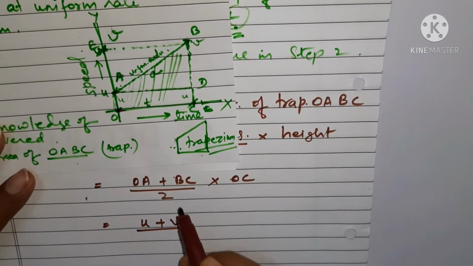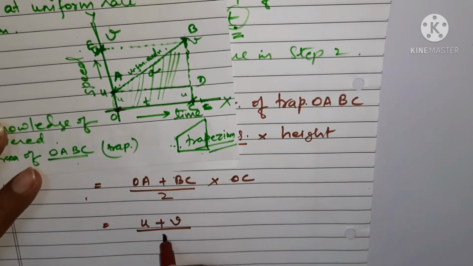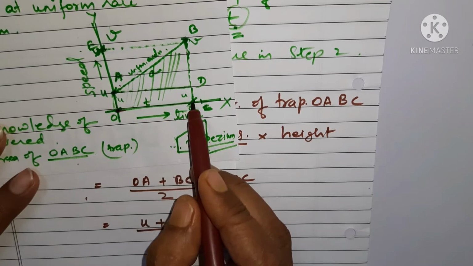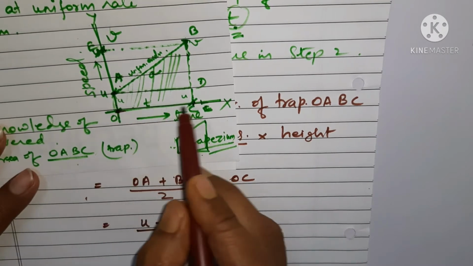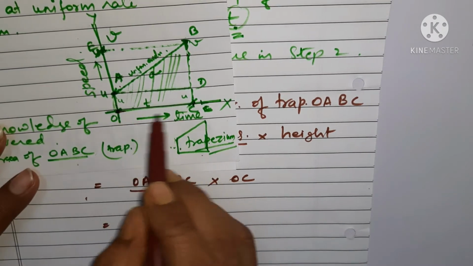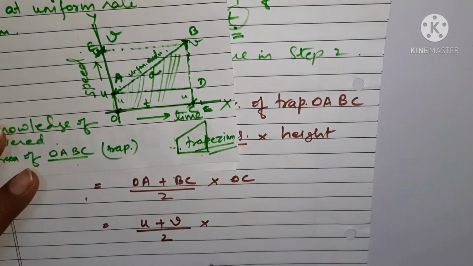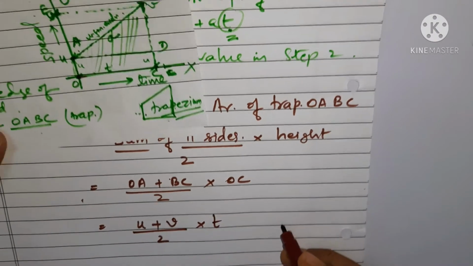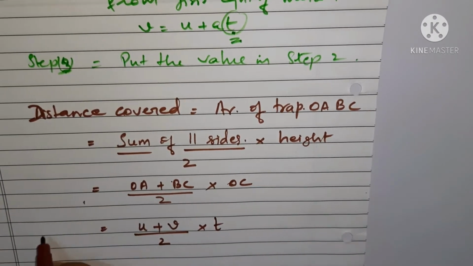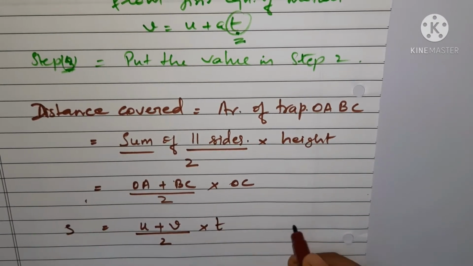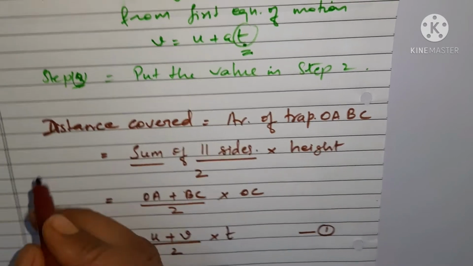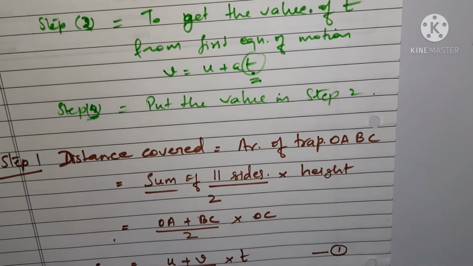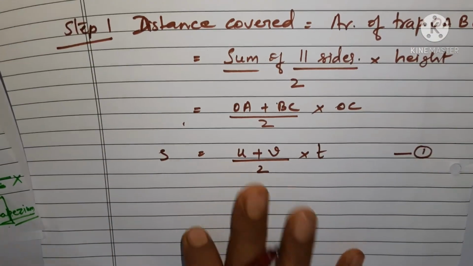Then we have this divided by 2 into, what is your OC here? You can see from O to C, this is the presentation. What presentation is here? It is time. So we can write T here. This much is done. This is the first step which we have written. So here S is equal to u plus v upon 2 into t. This was your step 1. In step 1 we have simply written the formula first, right?